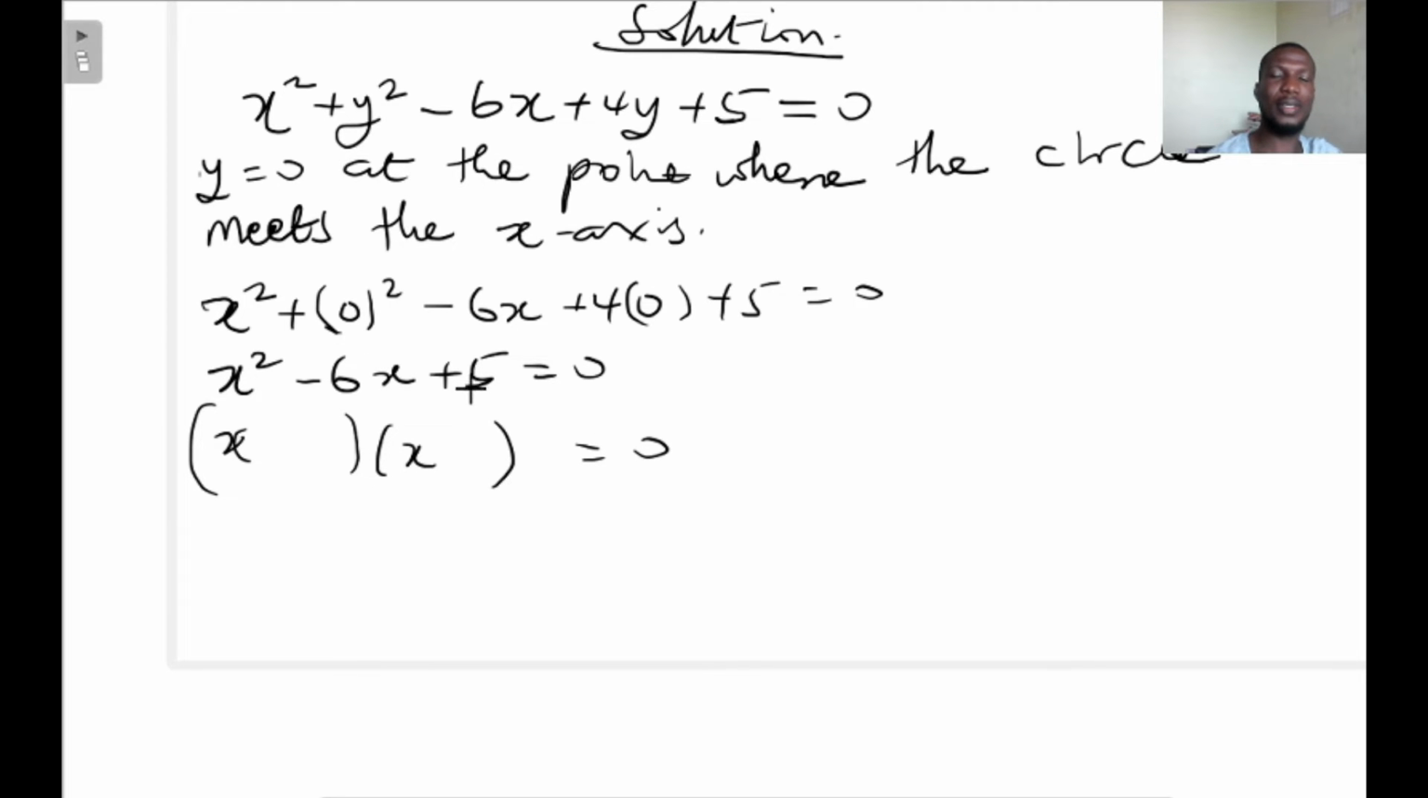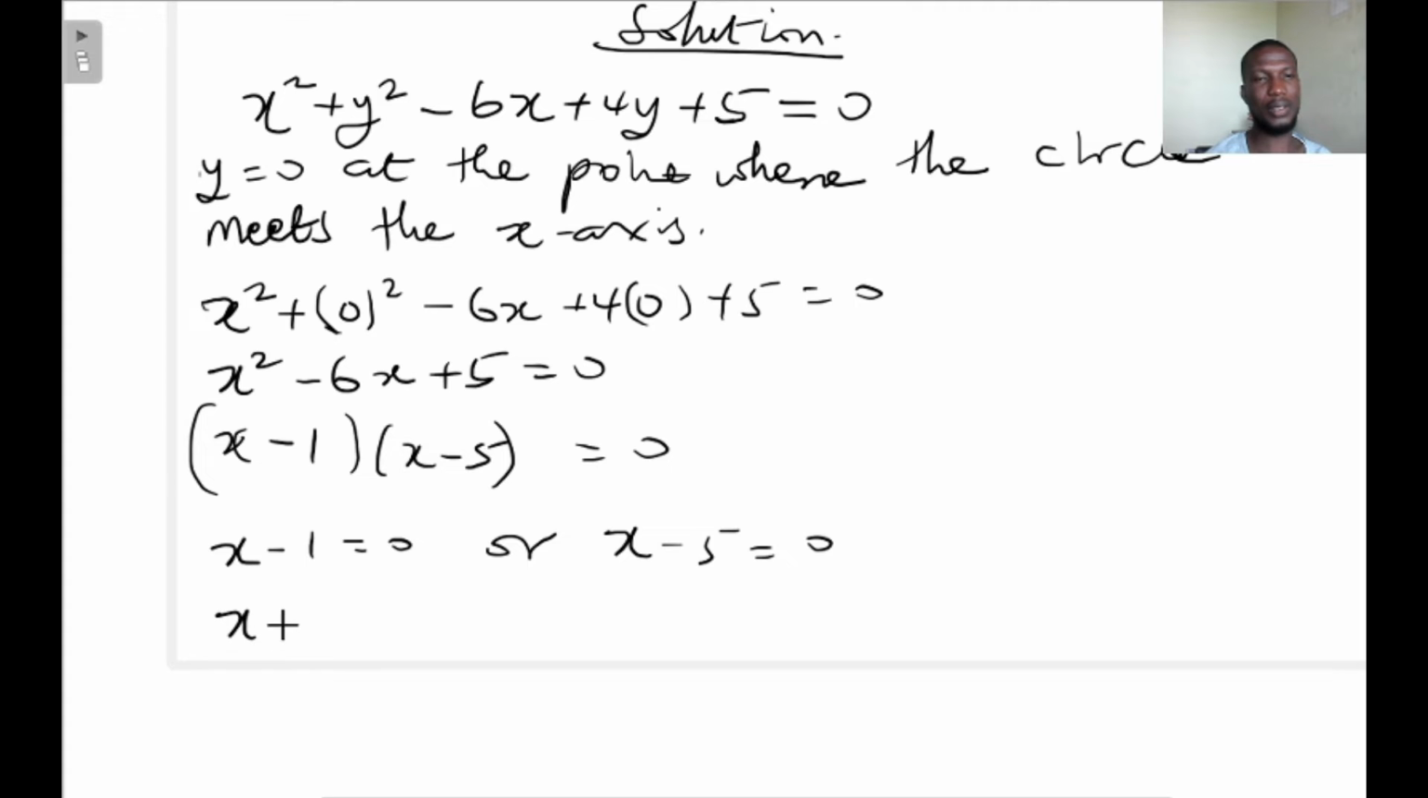so a times c is 5, 2 factors of 5 that when we add we'll get negative 6 is negative 1, negative 5. When we multiply we'll get 5, and when we add we'll get negative 6. And it's either x minus 1 equals 0 or x minus 5 equals 0. So x will be equal to 1 or 5. So that means the circle cuts the x-axis at 1 and 5.